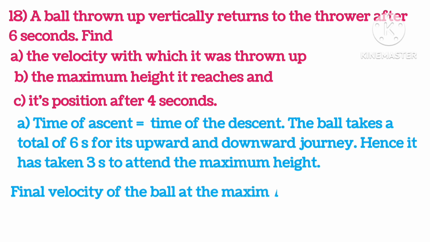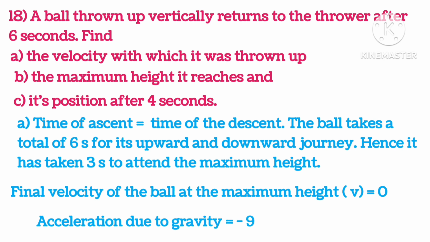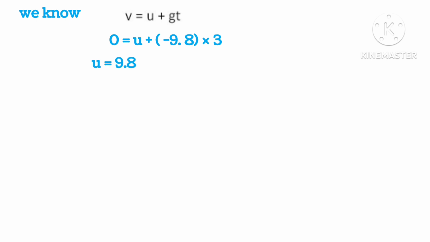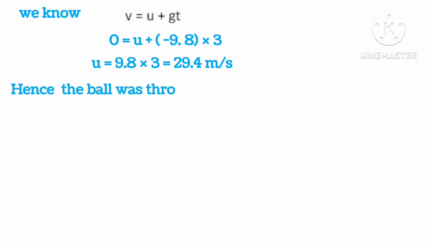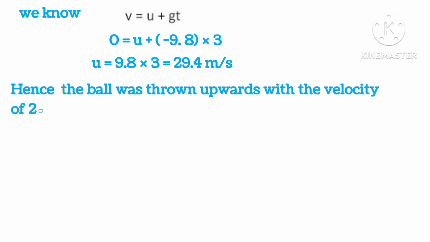Final velocity of the ball at the maximum height is 0. Acceleration due to gravity is minus 9.8 meter per second square. Now we know that v = u + gt. Putting all the values over here, we can get the initial velocity, which is equal to 9.8 into 3, that is 29.4 meter per second. Hence the ball was thrown upwards with a velocity of 29.4 meter per second.